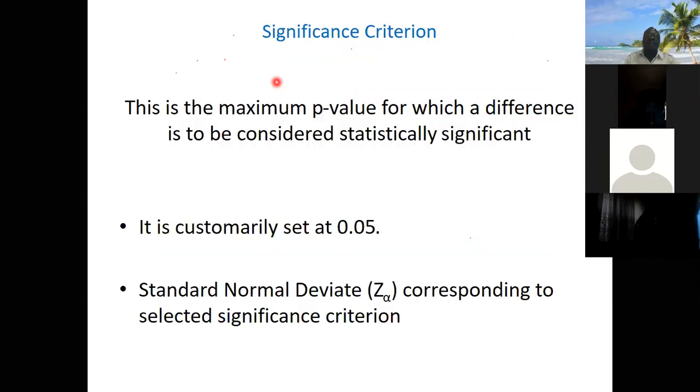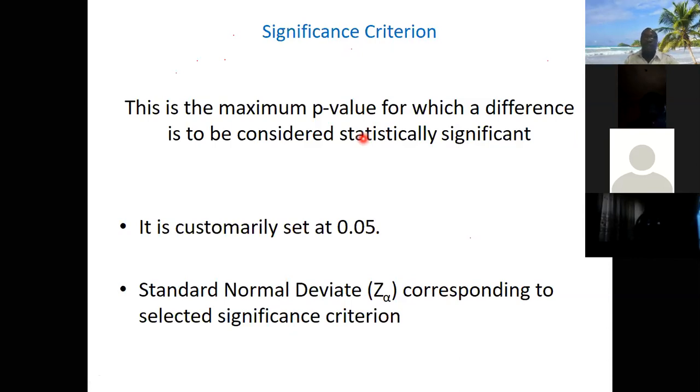Yes, significance criterion. Now we have talked about the power. The significance criterion is close to that also. It's a Z score also, and it has to do with your type 1 error. At what p-value you reject the null hypothesis is customarily set at 0.05. This one depends: it can be 1T or 2T, but the power is always 1T, while this one can be 1T or 2T.